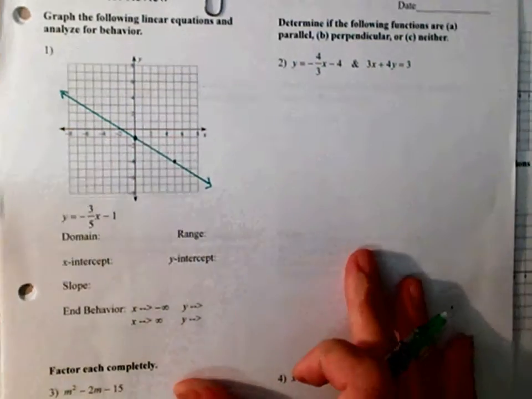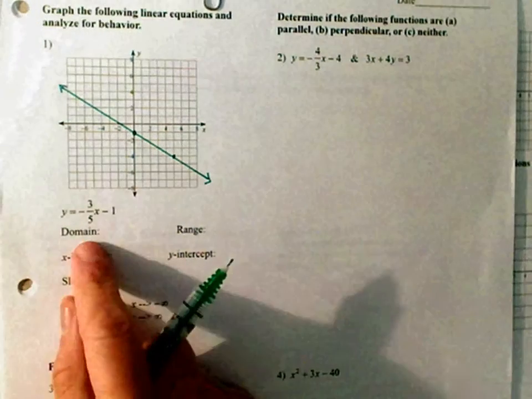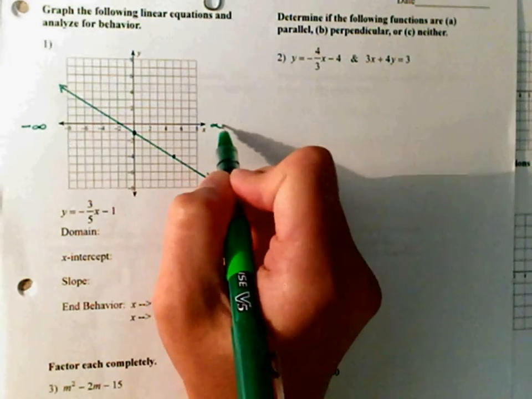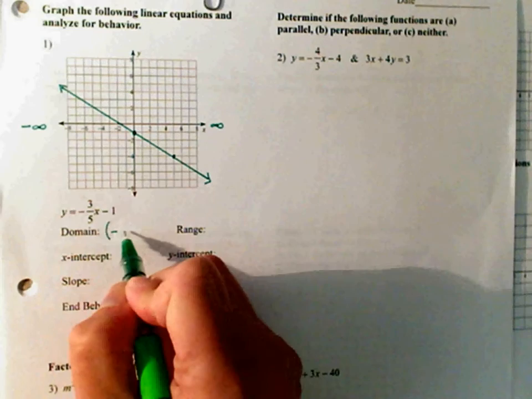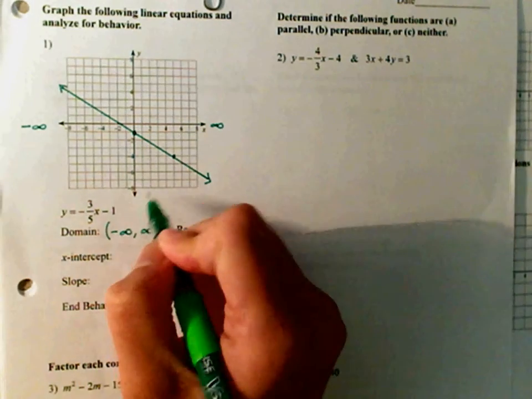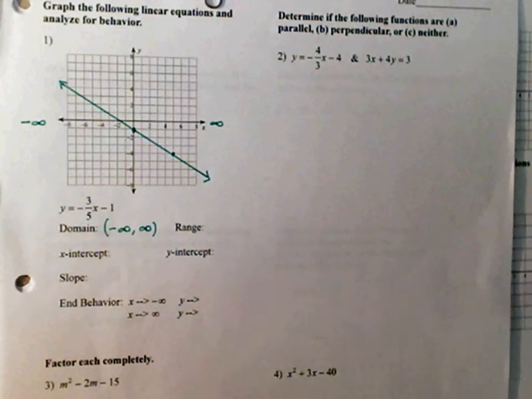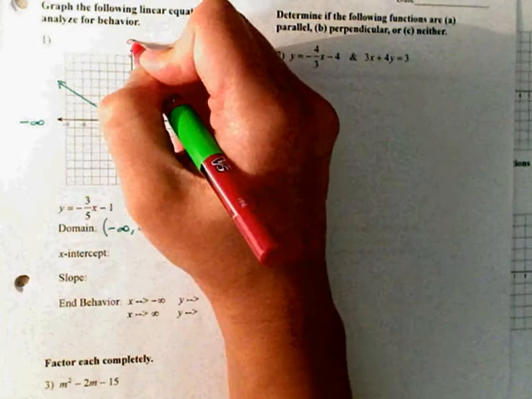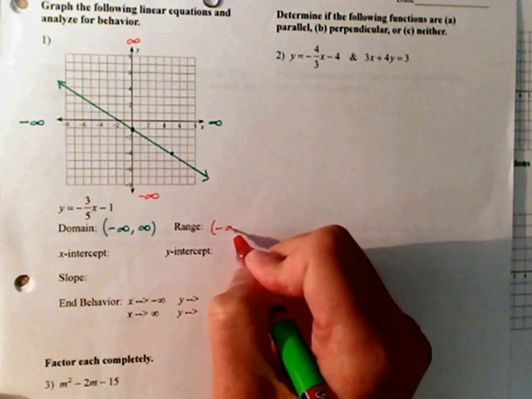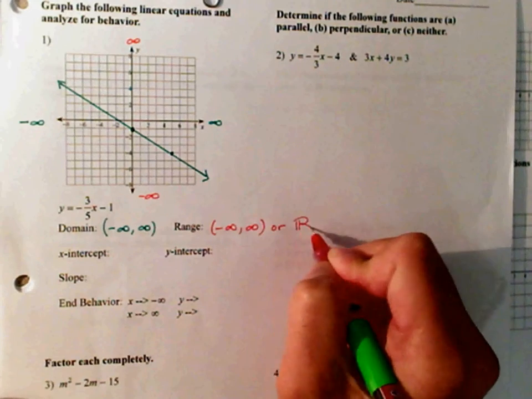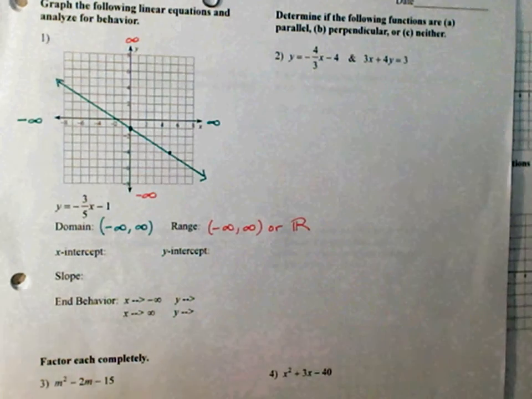And now let's analyze this graph. Your domain goes from -infinity, start far left, to your far right. So parentheses, -infinity to +infinity. Your range goes from low. How low is this graph starting? Starts way down here and it goes all the way up. So that's also -infinity to +infinity, or you can write all real numbers.